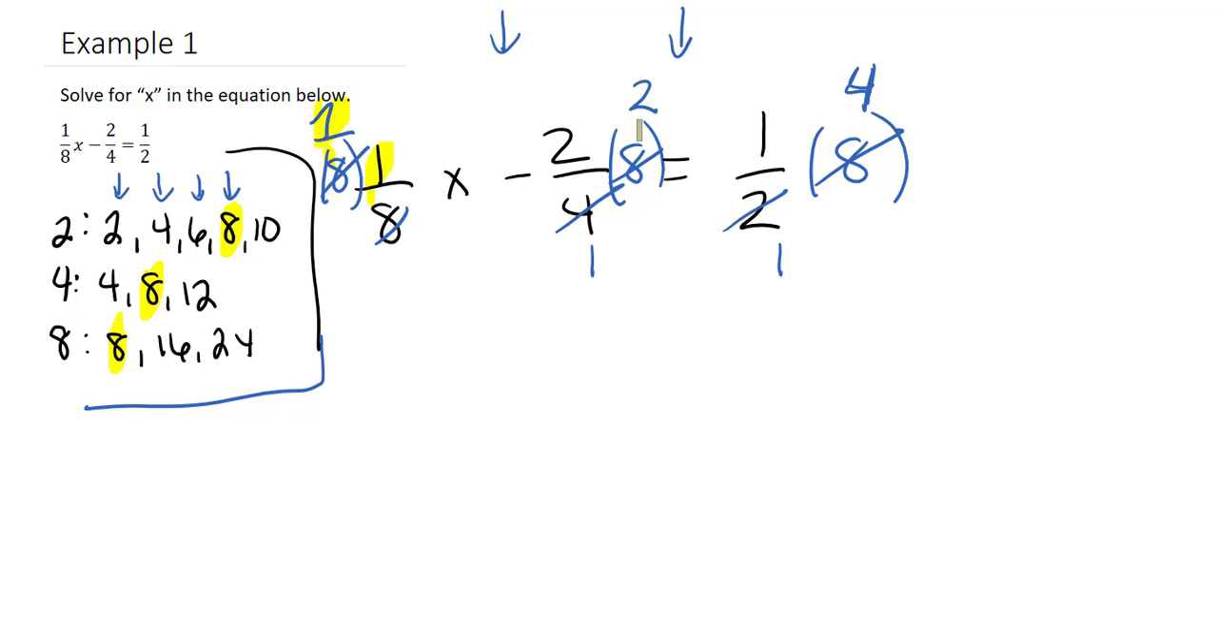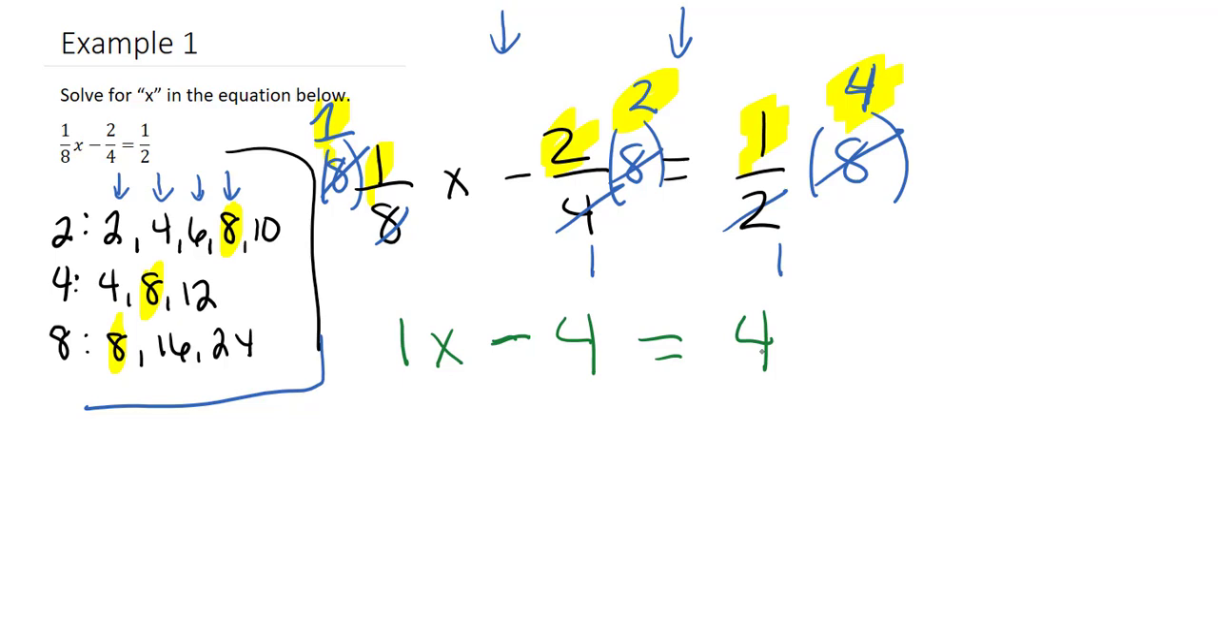So now we have 1 times 1. Here we have 2 times 2. And here 1 times 4. So let's go ahead and now multiply out. So 1 times 1 is just 1, and that's just x then. Then 2 times 2 is 4, so we have minus 4. And then we have 1 times 4, and so that's 4.